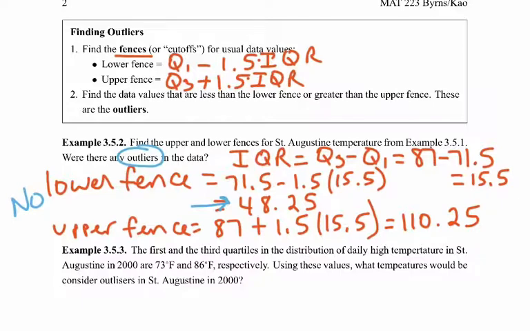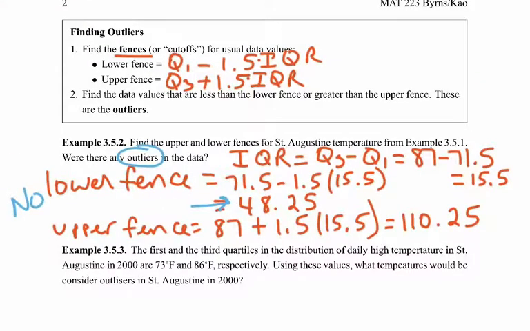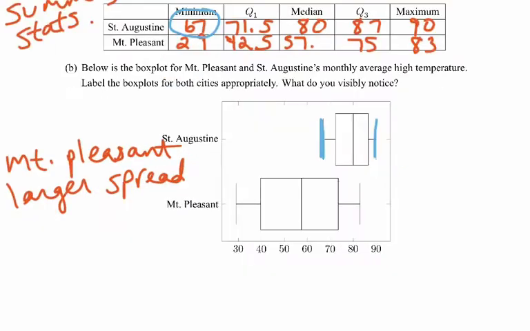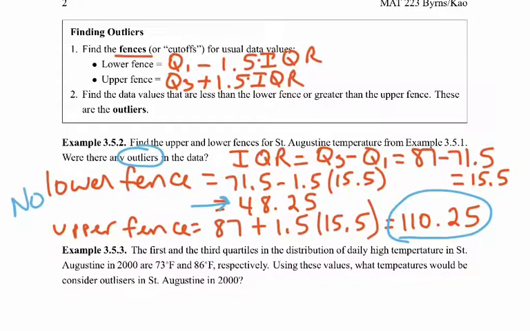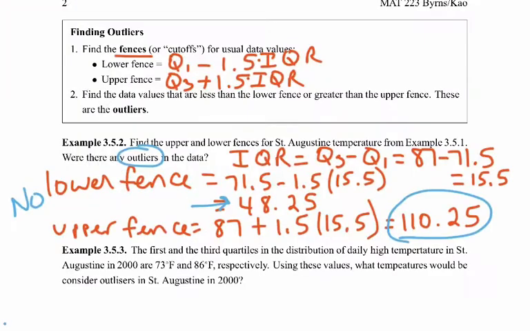Same deal for the upper fence. You're going to draw your fence in your picture. You're going to draw that, or StatCrunch is going to draw it, either to the maximum or the upper fence, whichever it comes to first. Well, the upper fence by calculation is 110.25. What was the maximum temperature for St. Augustine? It was only 90. So your upper fence stopped at 90. The cutoff for unusual temperatures would be anything beyond 110.25. Well, did we have any temperatures for St. Augustine greater than 110.25? The answer is no.